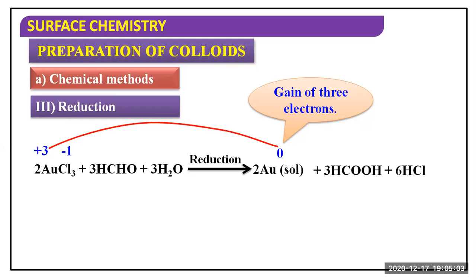So gain of electron, this is reduction. So by the reduction, we can form colloidal salt or gold salt.